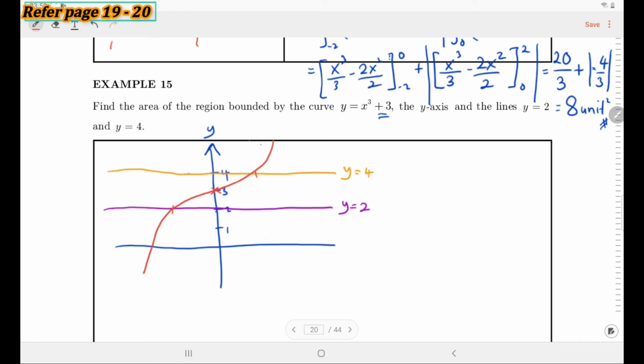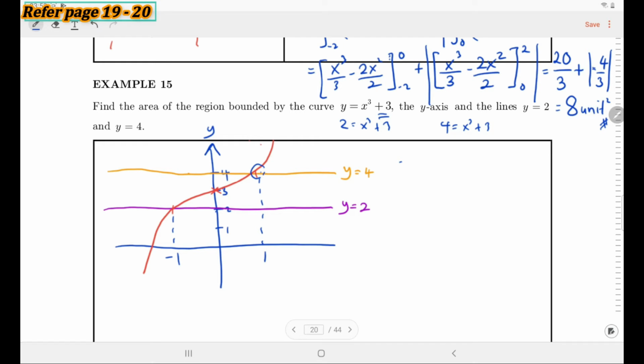We could just substitute into the function to know the intersection between line and curve. We substitute y equals 2 here: 2 equals x cubed plus 3, x to the power of 3 equals negative 1, so x equals negative 1. Here is negative 1. At the point where y equals 4, 4 equals x cubed plus 3, 4 minus 3 is 1, so x equals 1.